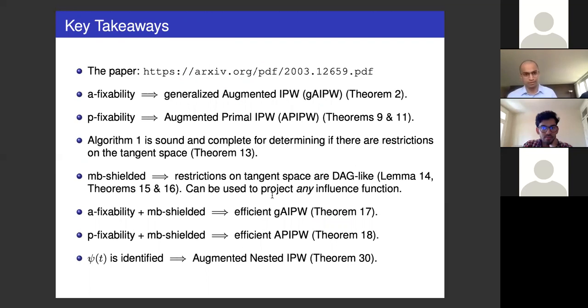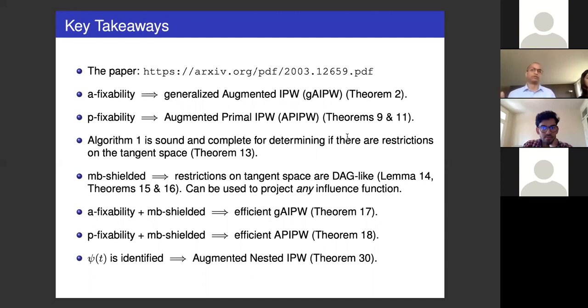Besides that, what we've shown you in this presentation is that a-fixability leads immediately to generalized augmented IPW. That's theorem 2 in the paper. P-fixability immediately leads to augmented primal IPW. That's theorems 9 and 11. Algorithm 1 in the paper is sound and complete for determining if there are restrictions on the tangent space.